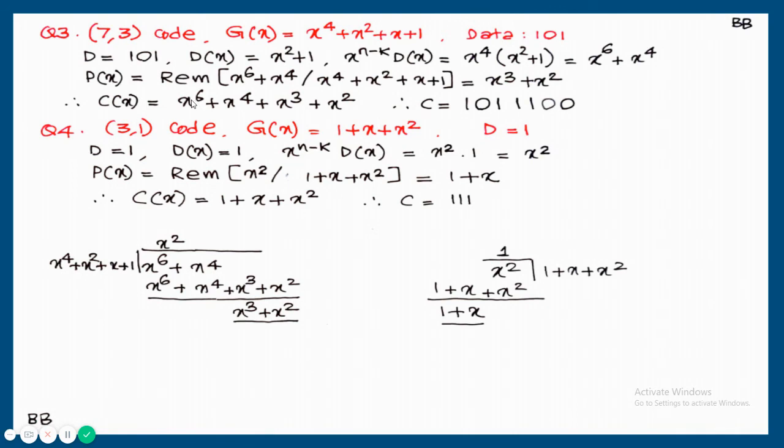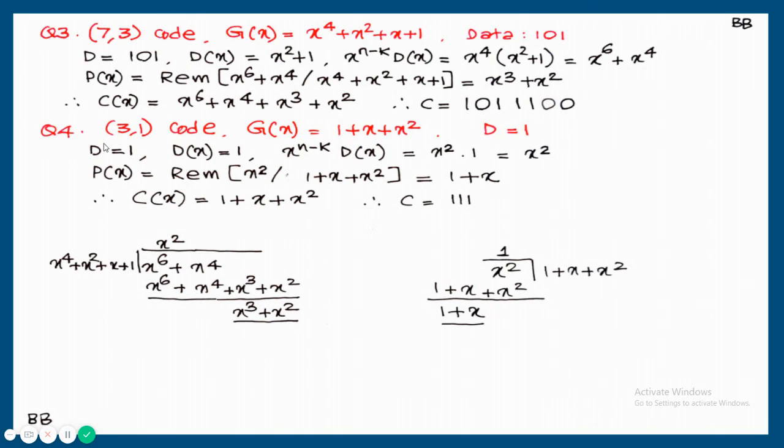So C of x is x raised to 6 plus x raised to 4 plus x cube plus x square. And the code bits are written here: 1, 0, 1, 1, 1, 0, 0. Out of these 7 bits, leftmost 3 bits, 1, 0, 1, are data bits. And rightmost 4 bits are parity bits.